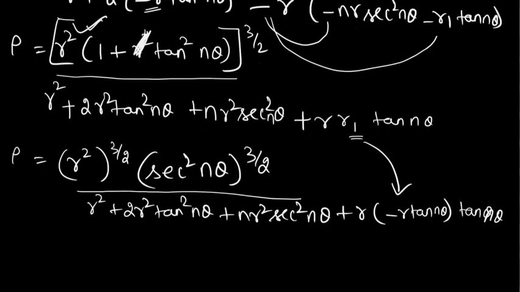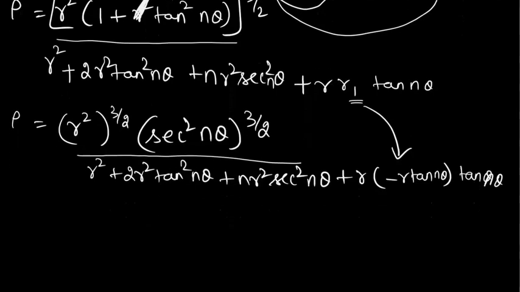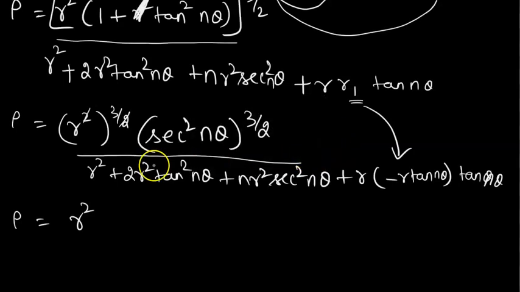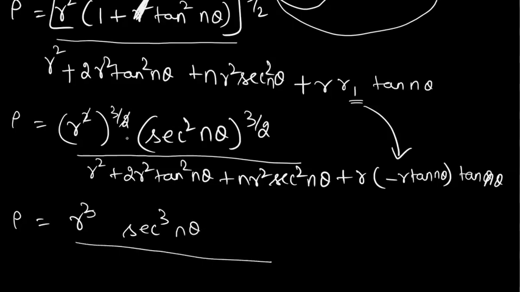And if you see again, numerator r square power 3 by 2 means only r cube will be there. And secant cube n theta will be there, divided by, here 2r square n theta, here minus r square n theta. I can write this, I can take r square also common, 1 plus this 2 minus 1 is 1. So only one term we will get, and one r square we have taken outside.